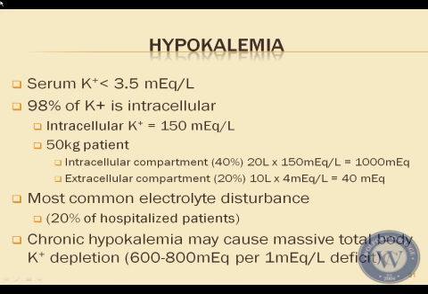If you look at a 50 kilogram patient, the intracellular compartment is 40%. If you look at the actual calculation, it's 20 liters times 150 milliequivalents per liter, and that basically gives you 1,000 milliequivalents of potassium inside the cells. Versus the intravascular or extracellular compartment, which accounts for the other 20%, you're looking at only 40 milliequivalents total of potassium in that whole space. That includes your intravascular and your interstitial space.